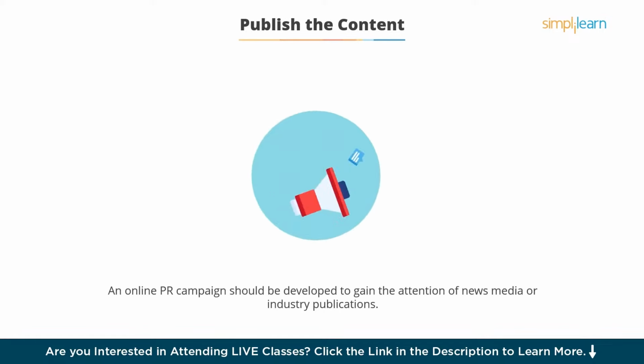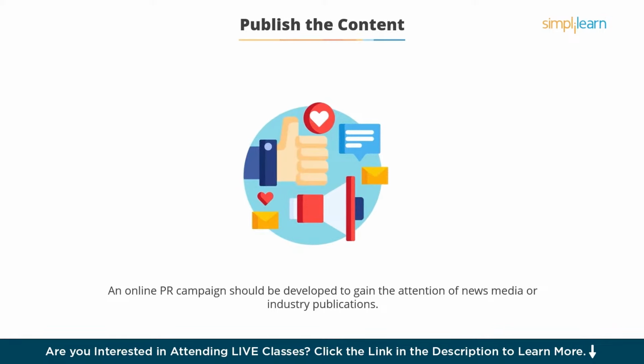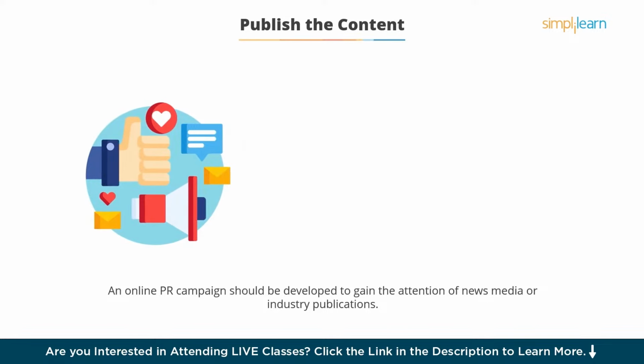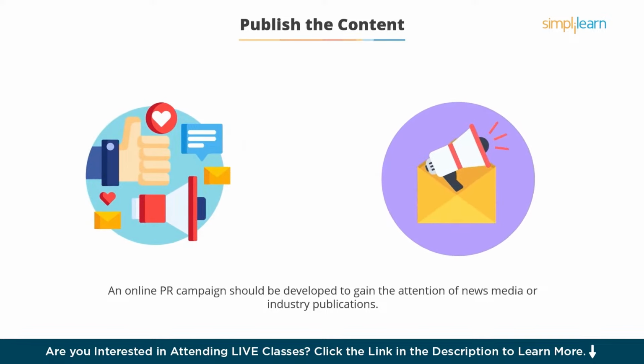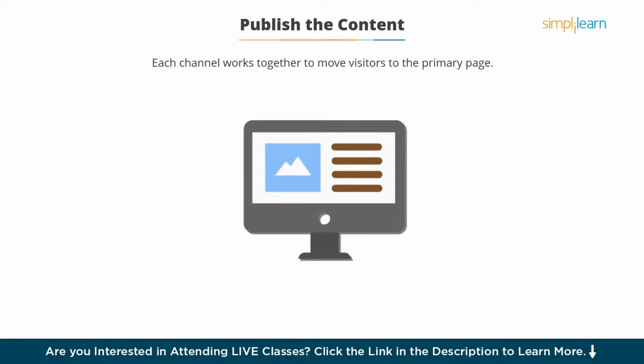An online PR campaign can also be developed to gain the attention of news media or industry publications. In addition, a cooperative email campaign, along with those publications, can generate new visits to that content and offer. In this example, each channel is working together to move visitors to the primary page or to a landing page to gain lead conversions.